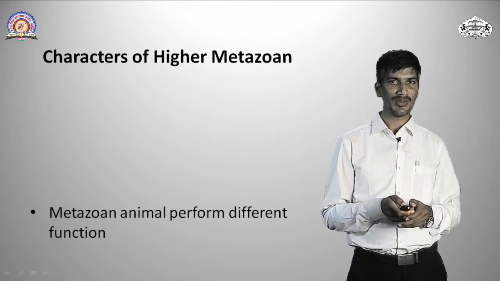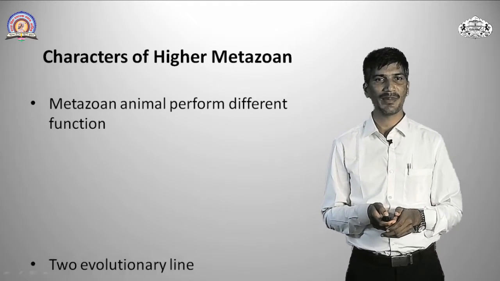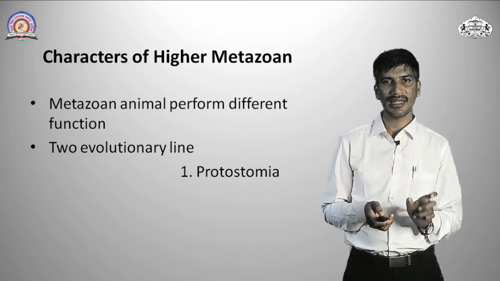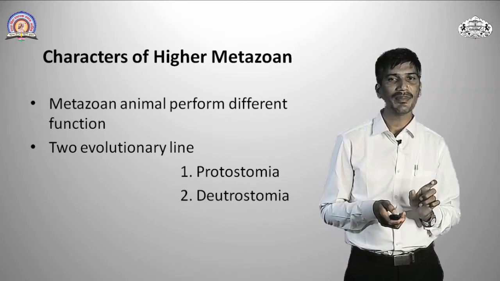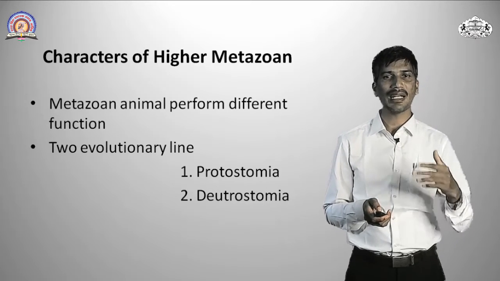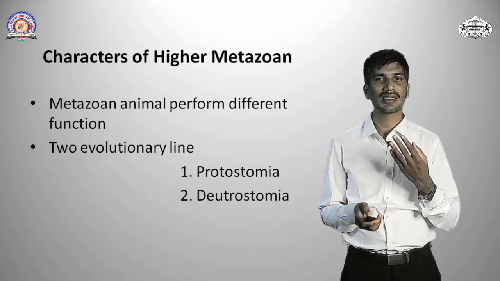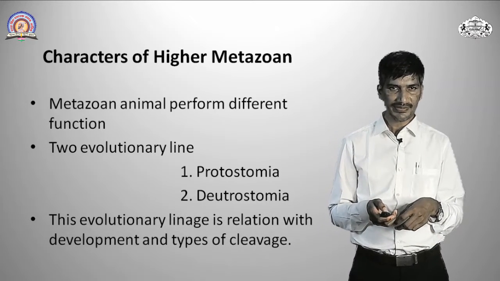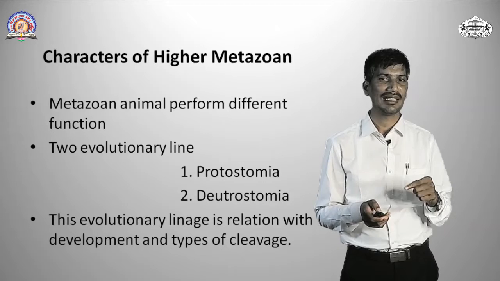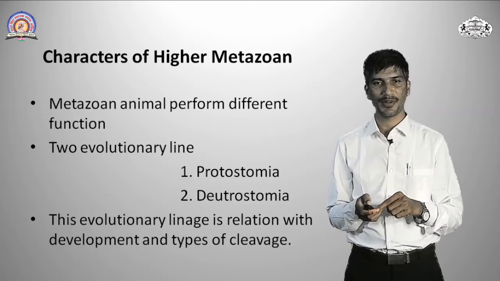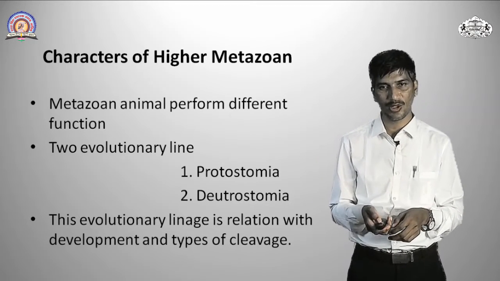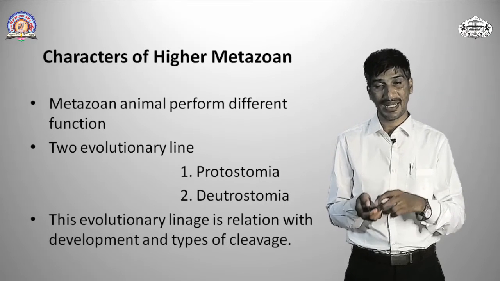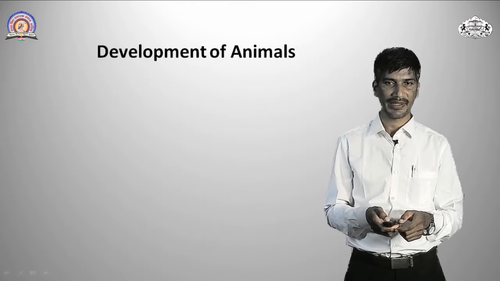Regarding the character features of the higher metazoan animals, these animals have different functions. There are two evolutionary lines, the protostomia and the deuterostomia. Protostomia means the mouth is at the front side, and deuterostomia means the mouth is at the downward side. This is the evolutionary lineage. It is related to the development and type of cleavage. For example, some animals have direct development, and some have bilateral cleavage or spiral cleavage.